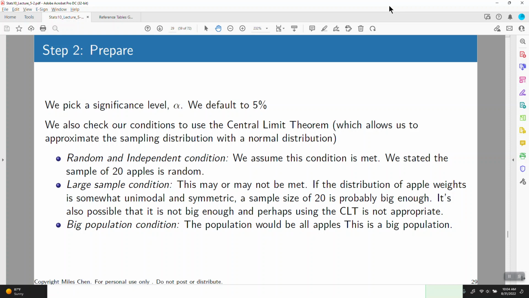The large sample condition, this may or may not be met. Okay, we said rule of thumb 25 or bigger is going to be good enough for most cases. Here we're at 20, so we're on the larger side of a sample, but it could be not big enough. Usually, if your data is unimodal and symmetric, then sample size 20, certainly that'll be fine. If you assume it's unimodal and symmetric, and you think about apples, in general, I think we would say, okay, most of the apples that we see are around the same size.